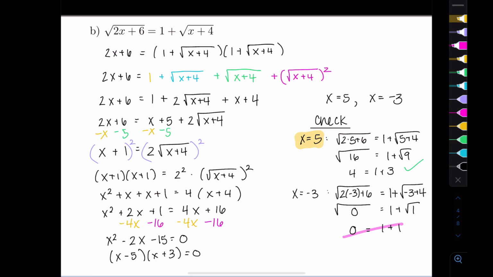So unfortunately, this does not work, and that is an extraneous solution. So these are the most complicated we can get in terms of having to do this process twice. Wouldn't make you do it 3 times. That would get really messy really quick.